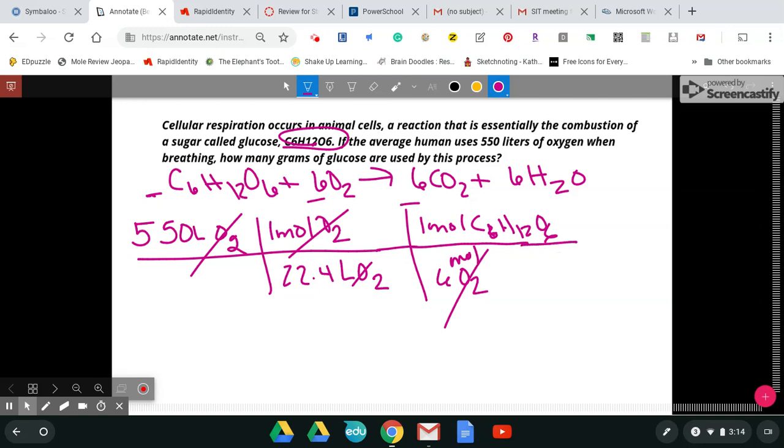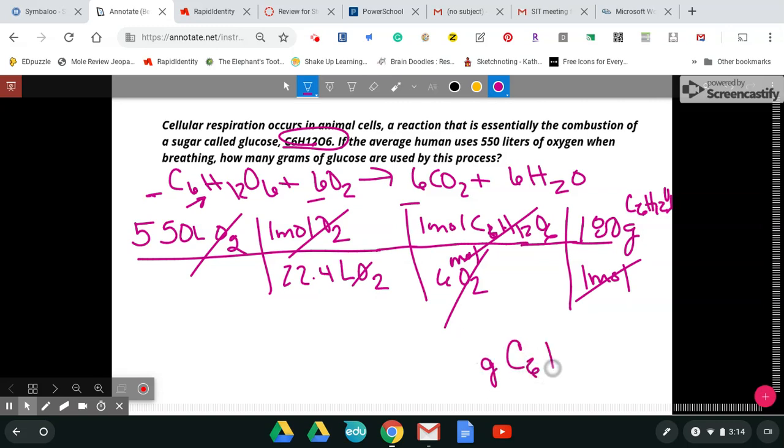The last thing it asked me to do is convert to grams, which the molar mass of this is 180 grams of C6H12O6 over 1 mole. Okay, so I am in grams of C6H12O6. And when you multiply this all out, you get 736.6 grams.